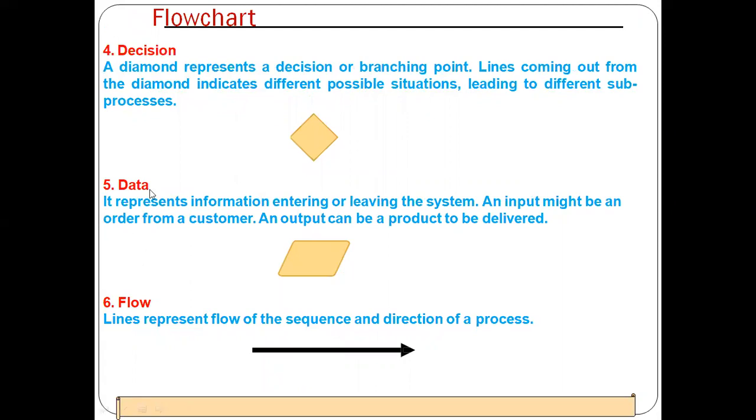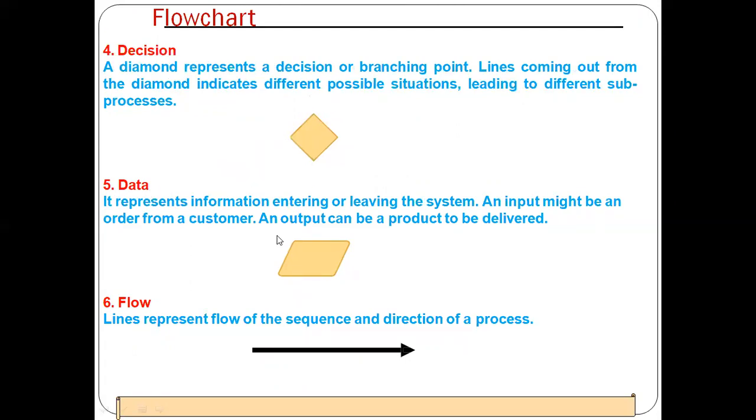So next is decision making. This is a diamond shape, and the diamond presents the decision or branching points. Lines coming out from the diamond indicate different possible situations leading to different sub-processes.